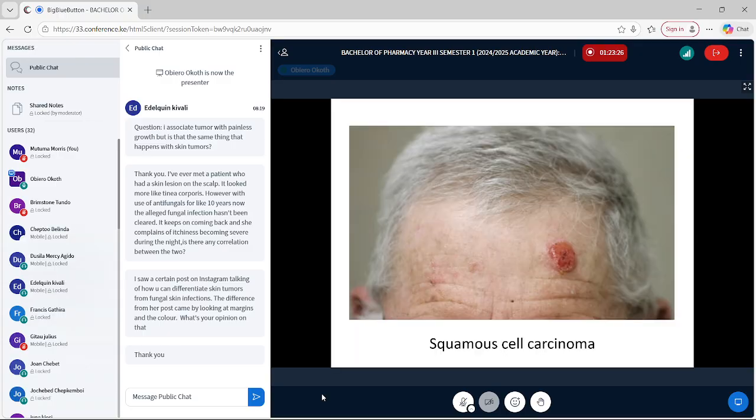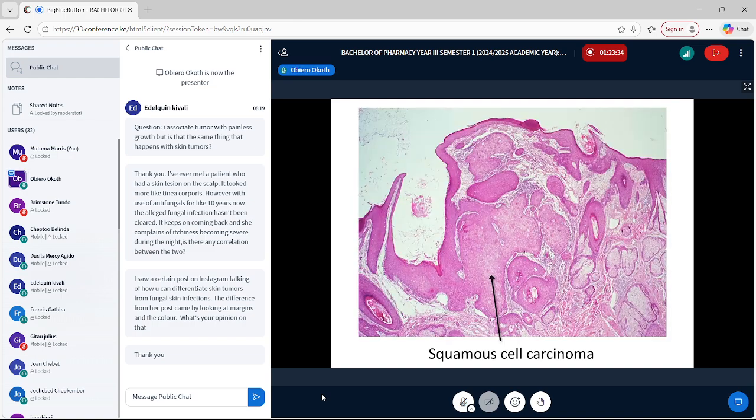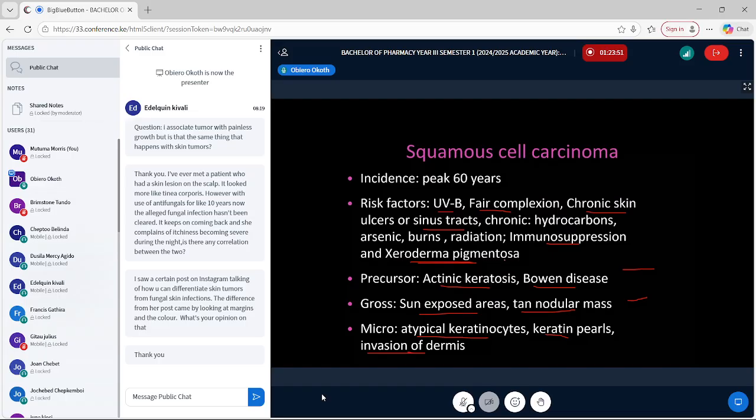Now this is arising from keratinocytes. It still looks like the rodent ulcer, but when you biopsy it, we see keratin pearls. You see the cells look different, and these are the sebaceous glands, and there's invasion into the epidermis. Squamous cell carcinoma is very common in our setting, especially in the setting of chronic ulcers and also chronic osteomyelitis.